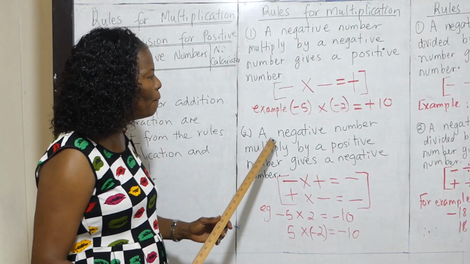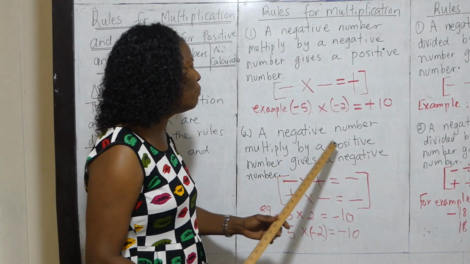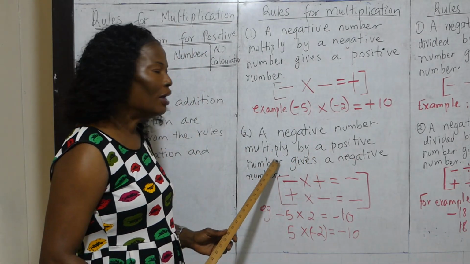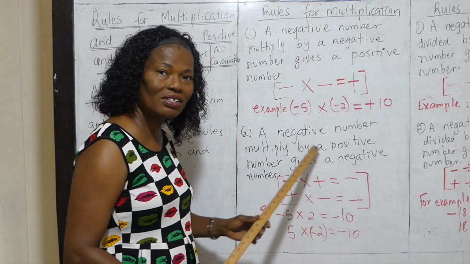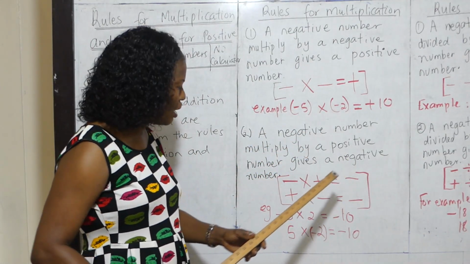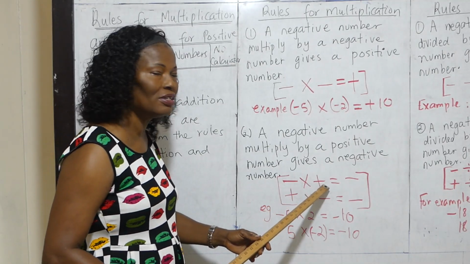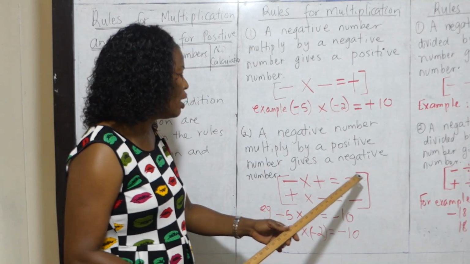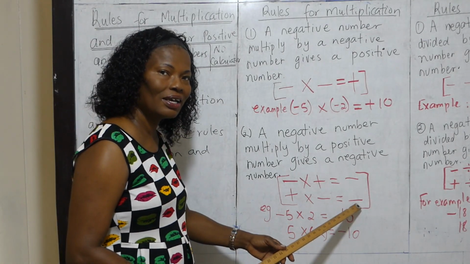Second rule, a negative number multiplied by a positive number gives a negative number. So when the signs are different, when you're multiplying, your answer has to be a negative. And it's illustrated here. Negative times a positive equals a negative, and positive times a negative is equal to a negative.